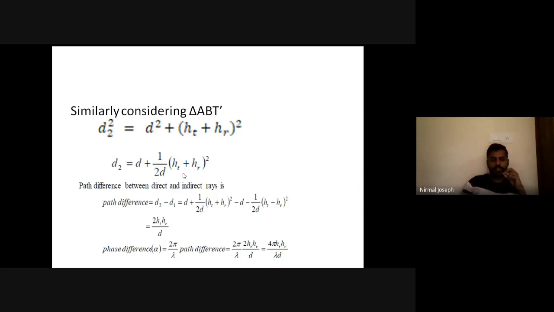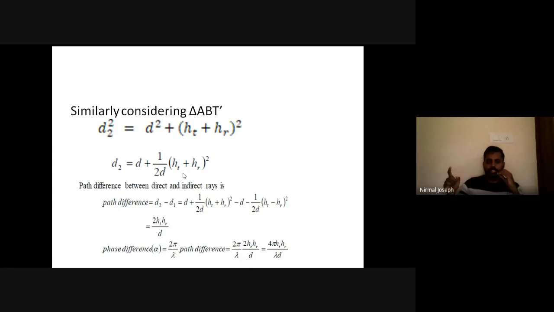Now we wanted to find out the path difference. That was our aim. We have found out the length of two different paths. Now we want to find out the path difference. So the path difference will be nothing but the difference between the two paths, d2 minus d1. We are just calculating d2 minus d1.